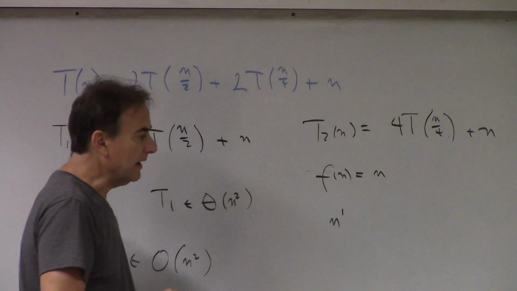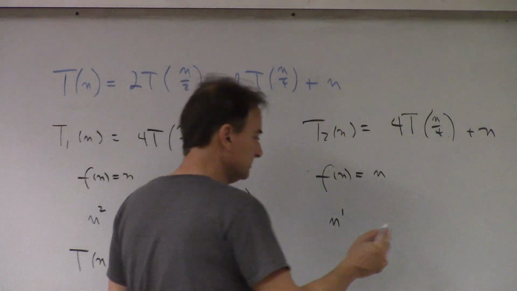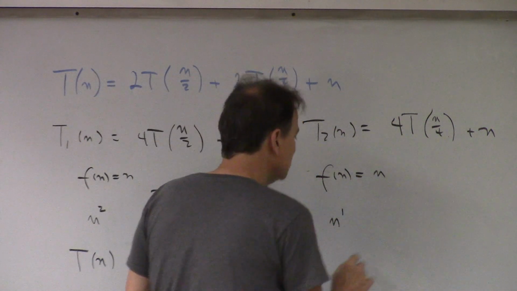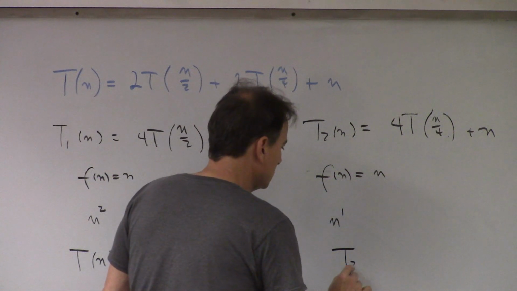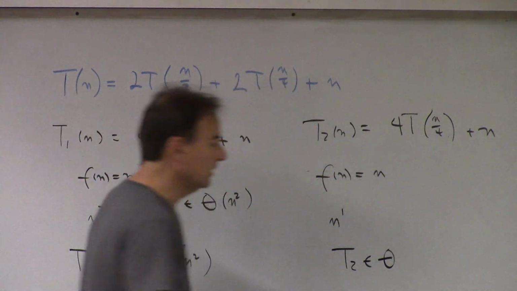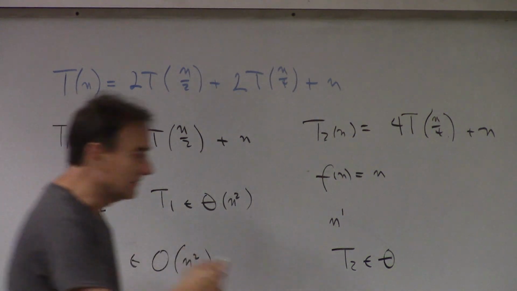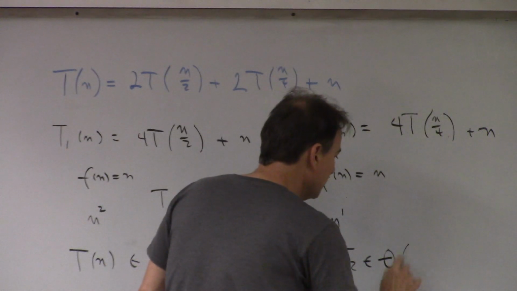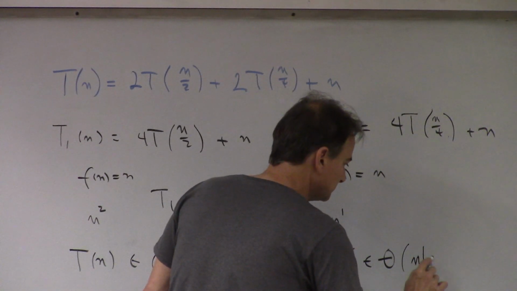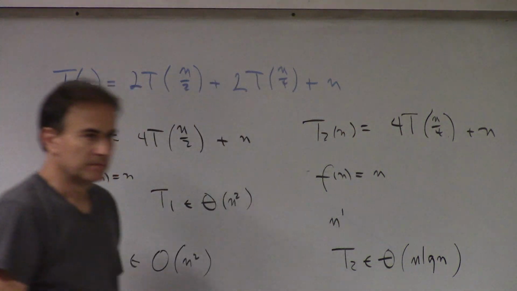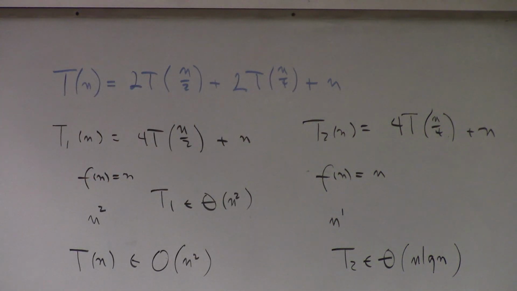Therefore, what do we have? What we have here is T2 is an element of theta of what? N log n. Yes. It's an element of theta of n log n. So that's very, very interesting.